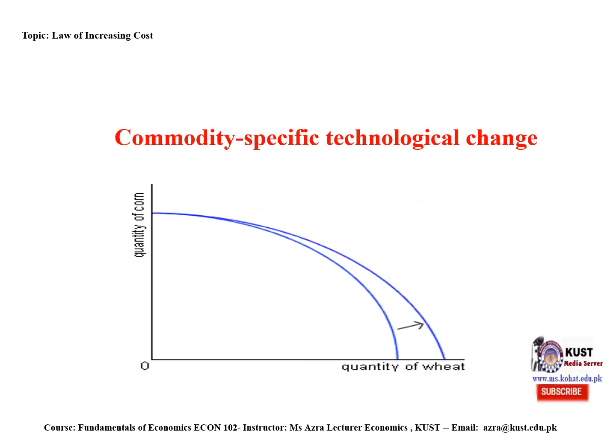It is also possible that some crops are more feasible to be produced, some are labor intensive and some are based on technological improvement. Commodity specific technological change: if there is a technological change in the case of wheat production, production of wheat will increase while production of another crop, that is corn, will remain constant.